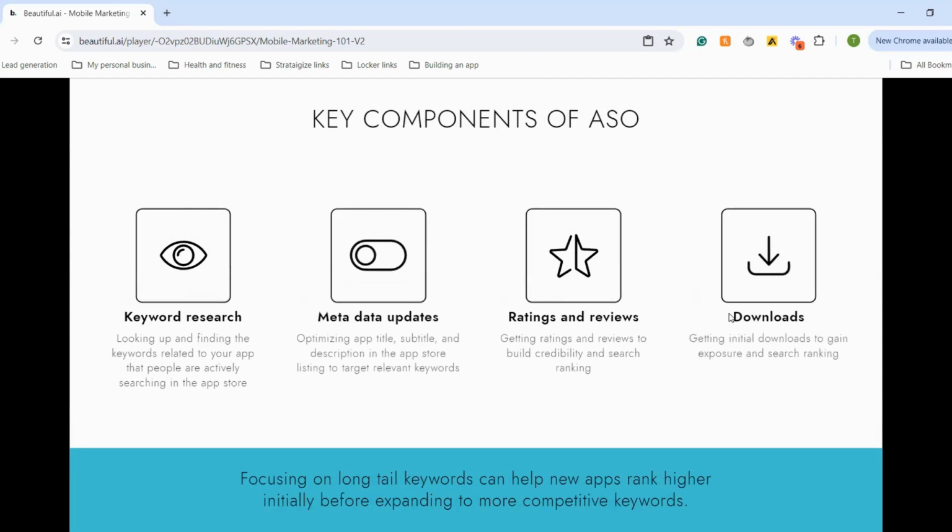The key components of App Store optimization include keyword research, so looking up and finding keywords and key phrases, so combinations of keywords that are related to your app that people are actively searching in the App Store. Metadata updates, so inputting these keywords into the different areas of metadata. The metadata is going to be the app title, subtitle, and hidden keyword field on the iOS side. And on the Google Play side, it's going to be the app title, short and long description.